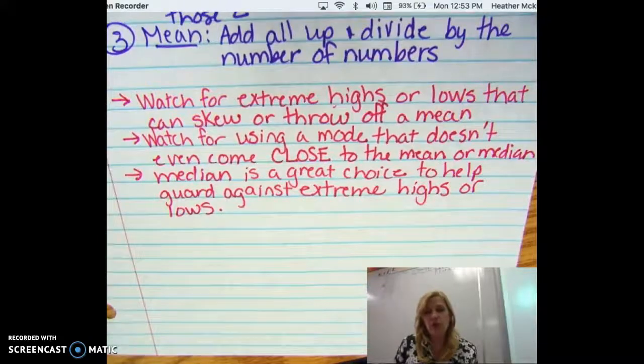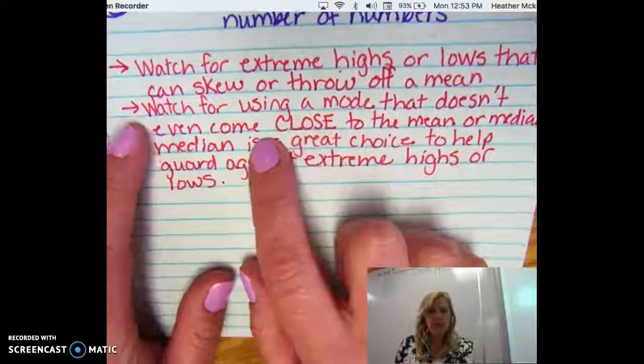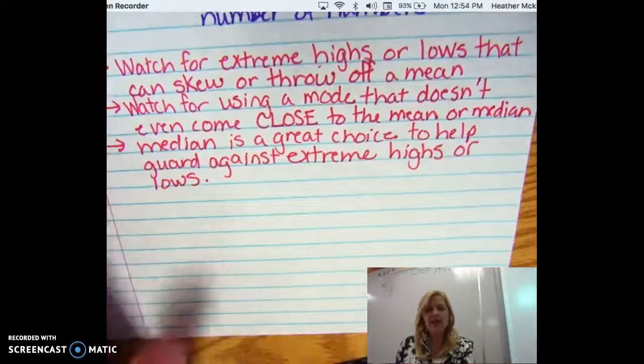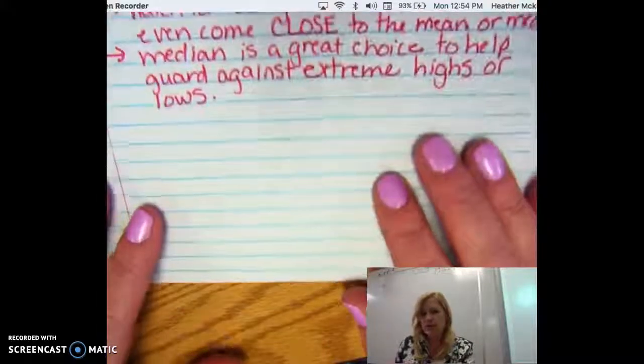For instance, if I normally score in the 70s on different tests, but then all of a sudden I score a 100, that's an extreme high that doesn't usually happen. Watch for those in a set of numbers. Watch for people using a mode that doesn't even come close to the mean or the median. Usually one of these two works really well, unless almost everybody in the class scores a 15, and then there are a couple of 7s, 7, 6, 5, but like 23 kids score a 15. That shows me that the mode is a good one to use. Otherwise, if the mode isn't occurring a lot, I would use another sort of average.